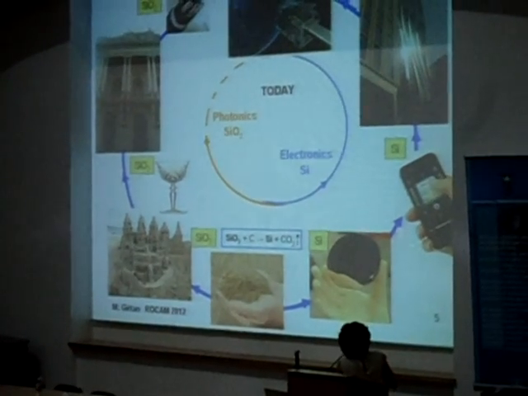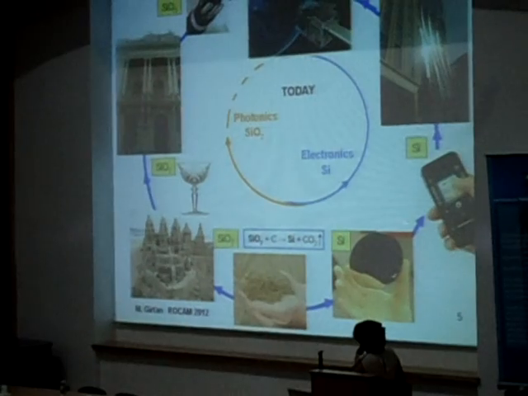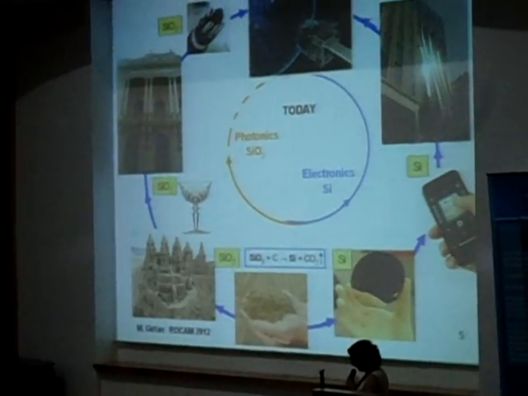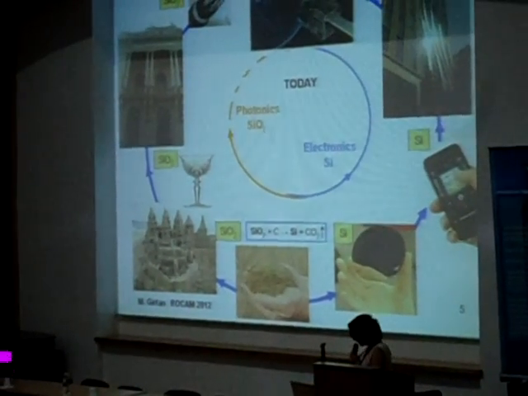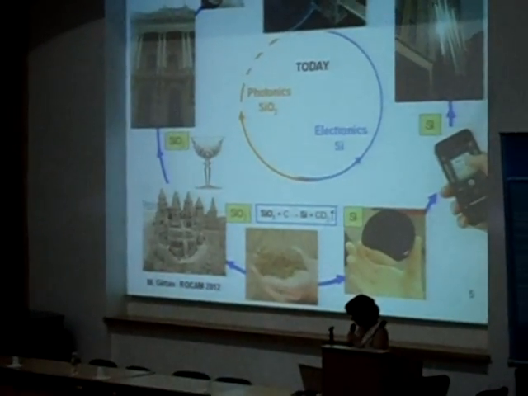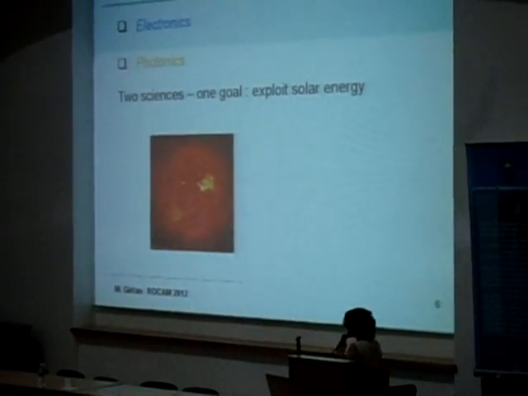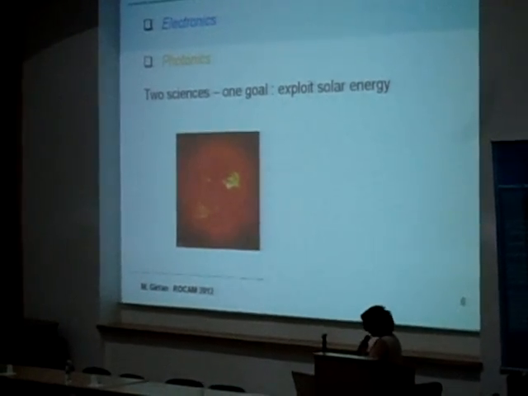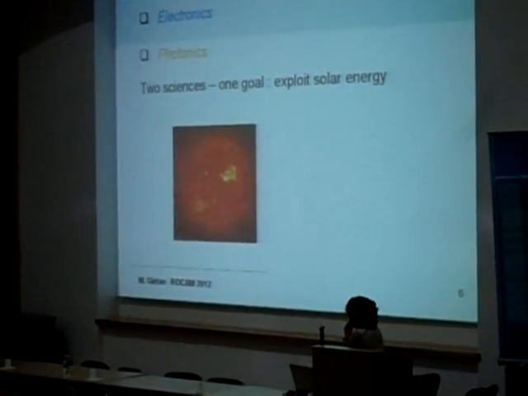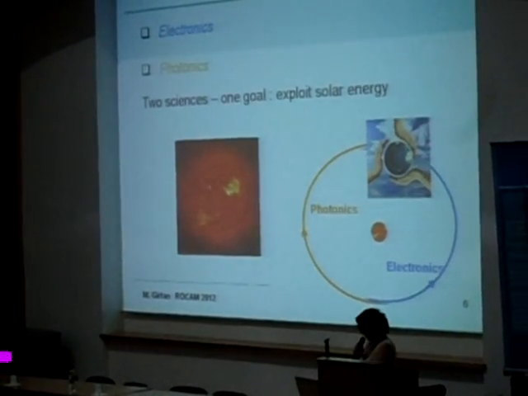So electronics, mobile phone, photovoltaics, etc. So we construct a world based, we can say, on sand. It's not only sand, but most of it. So we have two sciences, electronics and photonics, and these two sciences can have the same goal, to exploit solar energy. So, by these two ways, I present you.